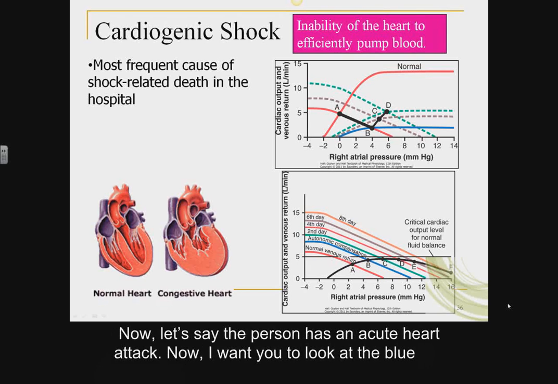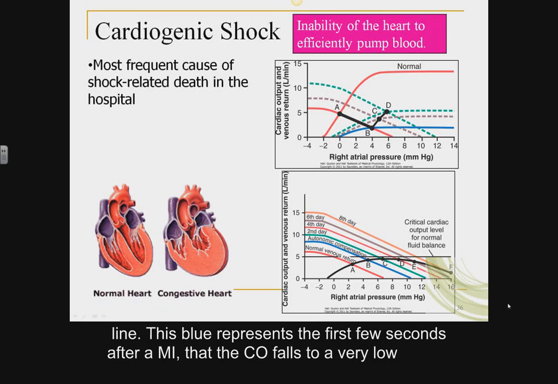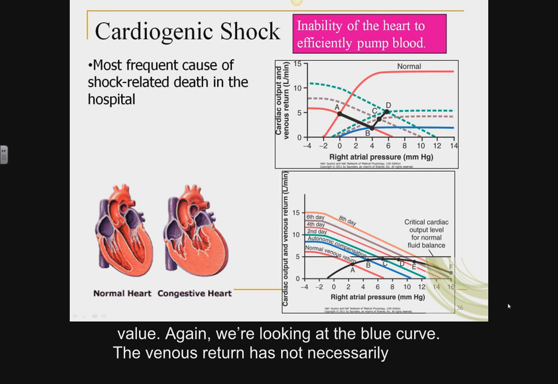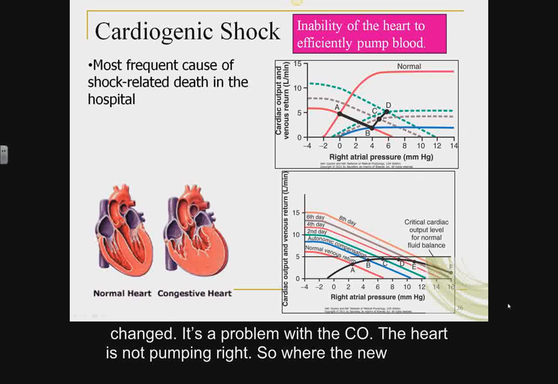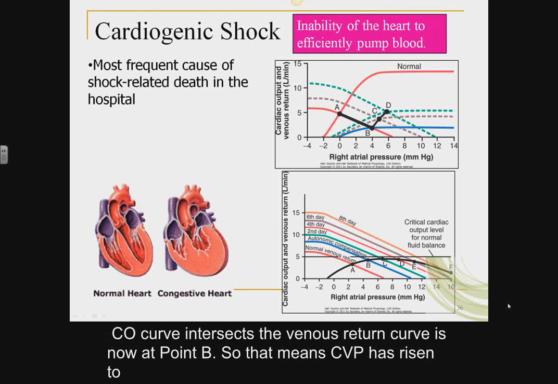That's our normal. Now let's say the person has an acute heart attack. I want you to look at the blue line. This blue line represents the first few seconds after an MI. That cardiac output falls to a very low value. Again, we're looking at the blue curve. The venous return has not necessarily changed. It's a problem with cardiac output.